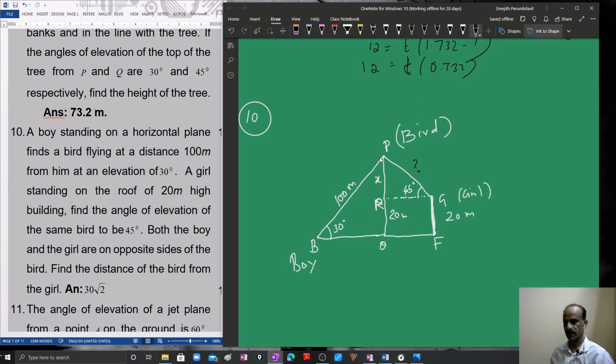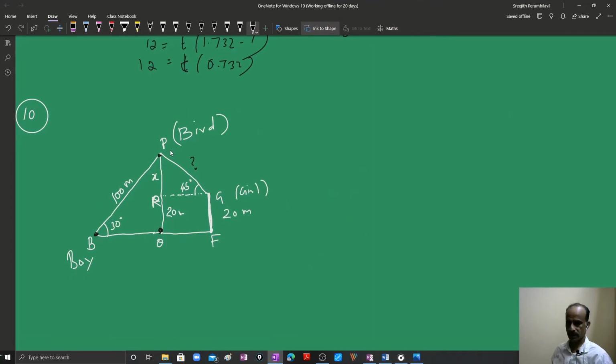So now the thing is, we can find out this X from this triangle. From the triangle BPQ, we'll try to find out X. Once you get X, use that X and this 45 degree to find that. Okay, ready? Let's go. We gave the brief description about the figure, where the boy, girl, and all the things are. PG is what we have to find.